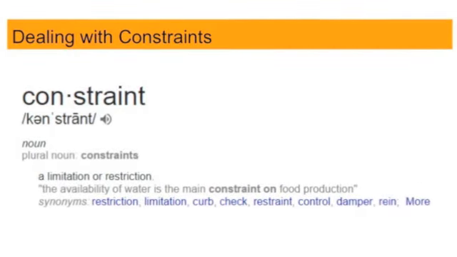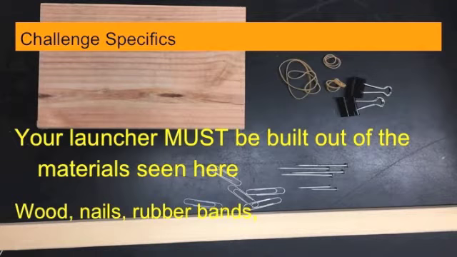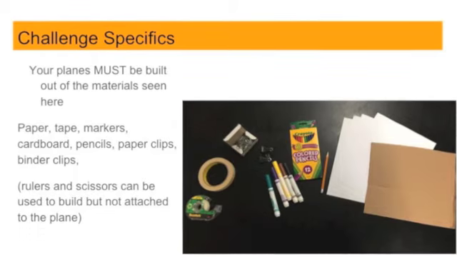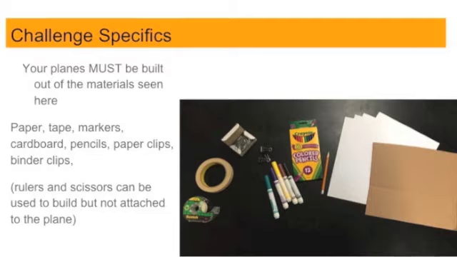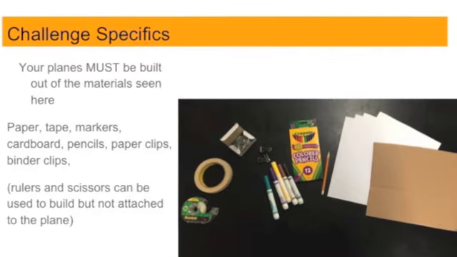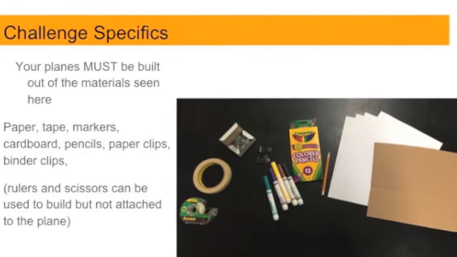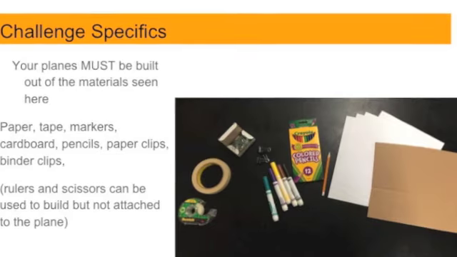So here are the limitations and the rules. Your launchers must be built out of the materials in your bucket that can be seen here. So that's wood, nails, and rubber bands. The planes that you build must be built out of supplies like these: paper, cardboard. You can use colored pencils, markers, tape, paper clips. You can use rulers and scissors, but they can't be attached or part of your planes or launcher.